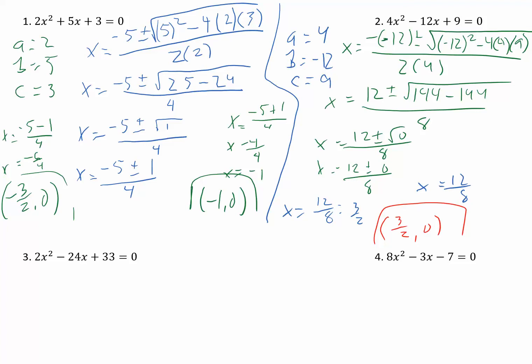All right, so sometimes you'll get whole answers like these, or they'll be easy to simplify kind of answers. And other ones, we might have to leave as simplified radicals. So let's take a look at the next question here. Okay, so this next one we have A equals 2. B equals negative 24. And C equals 33. So remember, we're going to plug it into our quadratic.